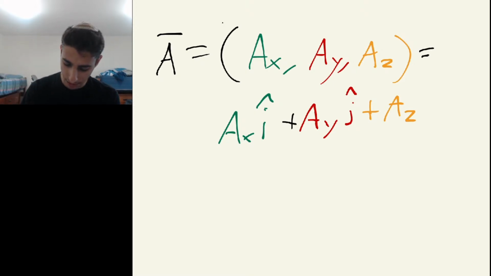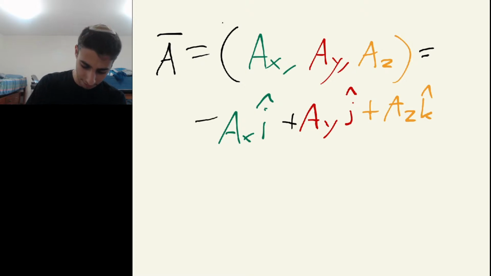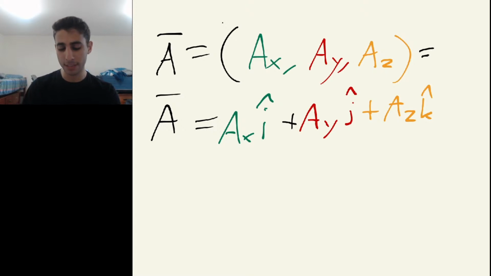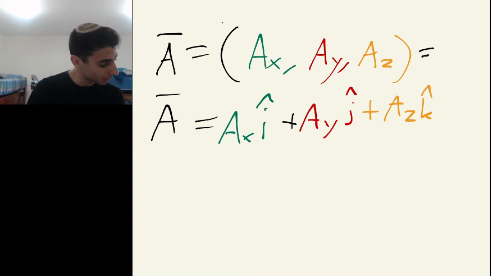So plus az k hat, essentially. Okay, great. So ax i hat plus ay j hat plus az k hat. This would all equal the vector that we call a. So that is a new way of writing. Why do we write it like this? Well, you'll see right now, I think.